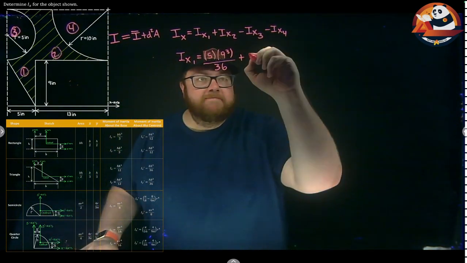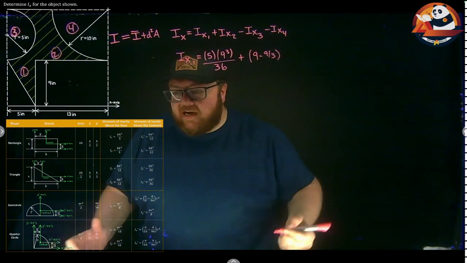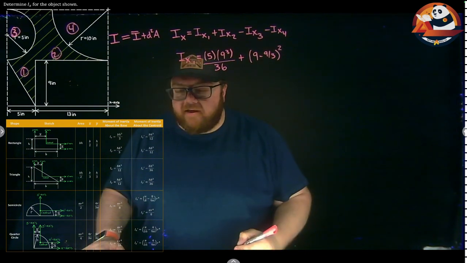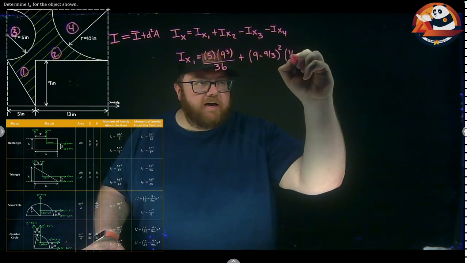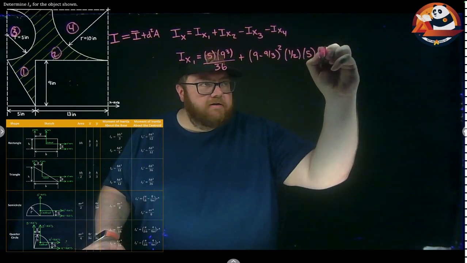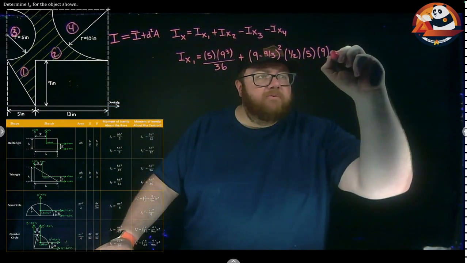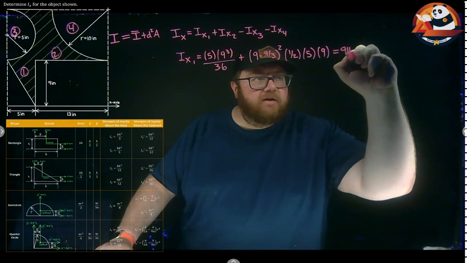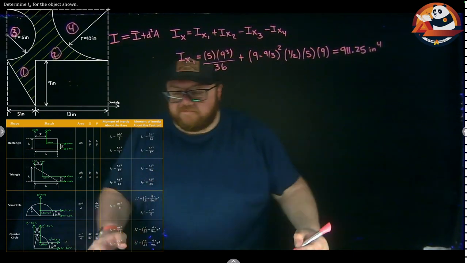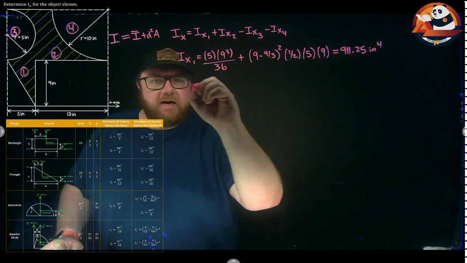So plus 9 minus 9/3, or 2/3 of 9, this is going to be 6. My distance, I square, and then multiply by the area. So times 1/2, our base was 5, and the height was 9. This is going to get me to 911.25 inches to the 4th. That's my first piece. We're a quarter of the way done. So let's go on and get the second one.